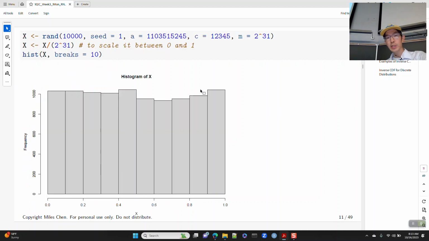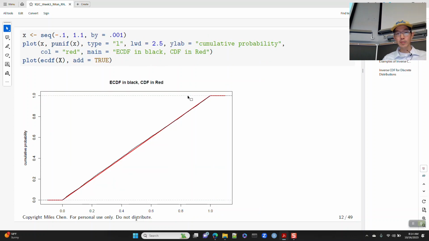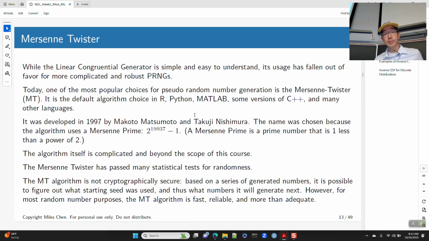And so, we could kind of look at the properties of this. If I take the numbers it generates and I divide everything by 2 to the 31, then that's going to scale all the values between 0 and 1. And it's not perfectly uniform, but kind of. Here I can look at the empirical CDF, and we can see, in black versus red, it looks fairly good, but not perfect. And that was that.